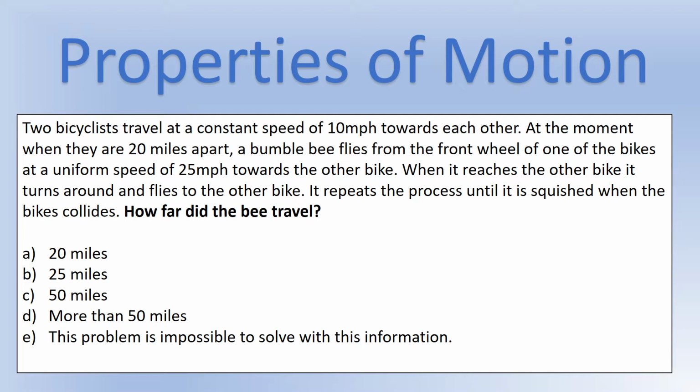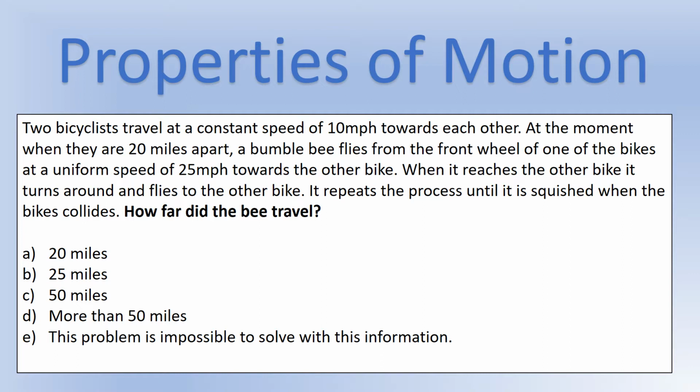Okay, a different scenario again. We've got 2 cyclists traveling at a constant speed of 10 miles per hour towards each other. You might want to draw a diagram for this one so you can visualize it. To start with, they are 20 miles apart, cycling at 10 miles per hour. And we've got a bee that flies from the front wheel of one of the bikes at a uniform speed of 25 miles per hour towards the other bike.